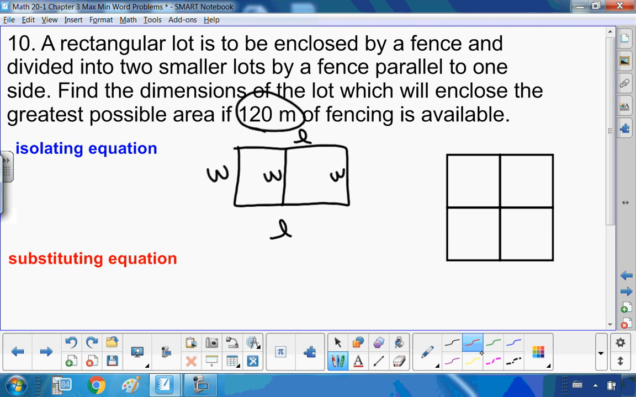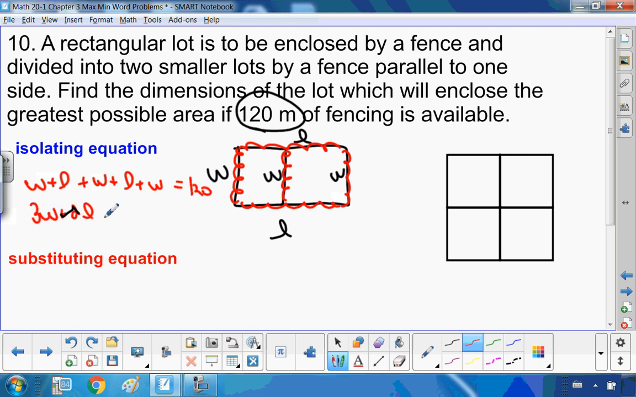So for my isolating equation for the perimeter, I'm going to need a width, a length, a width, a length, and then another width here to divide it into two sections. So here's my equation. I'm going to have a width plus a length plus a width plus a length plus another width, and that will equal my 120 meters of fencing. So altogether that is 3 widths plus 2 lengths equals 120.